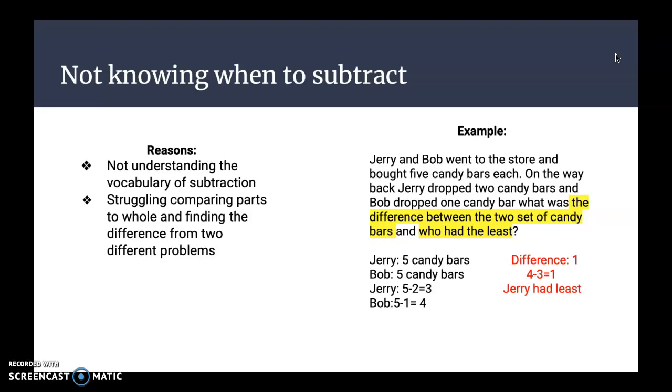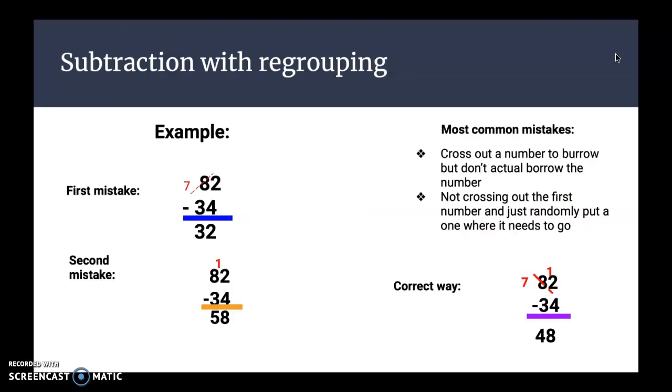Lastly, the last misconception students are going to have is the regrouping part. The common mistakes when they regroup is borrowing from a number but not actually regrouping it over into the last number that needs it because it's smaller than the bottom number. The second common mistake with regrouping is not taking away 1 and carrying it over and just adding it to a random one. The examples on the side are the same numbers, but the numbers are used in different ways.